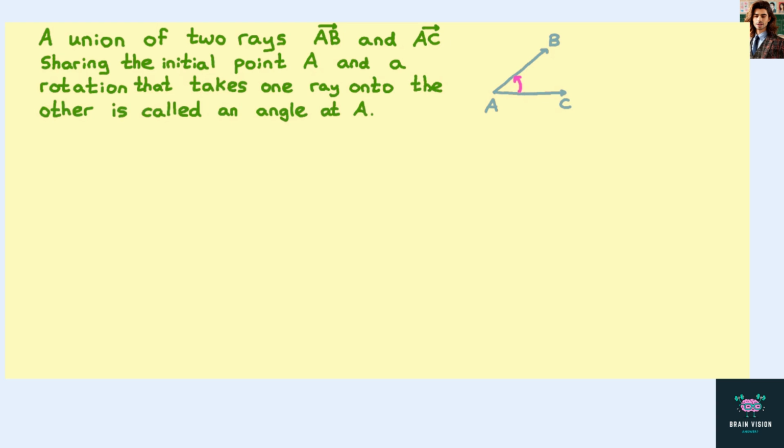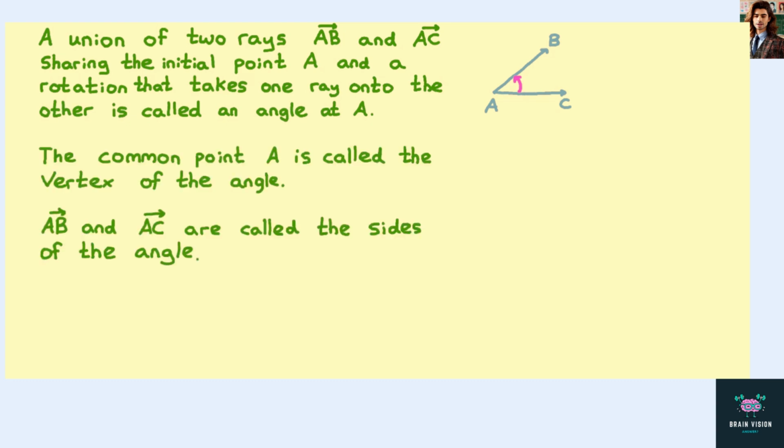An angle is the union of 2 rays that share an initial point, say the ray from A through B and the ray from A through C, and the rotation needed to take one ray onto the other ray. We call the shared initial point of the rays the vertex of the angle, and the 2 rays that form the angle the sides of the angle.